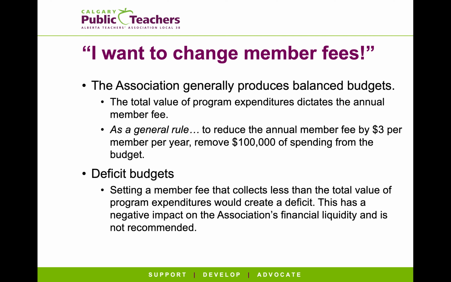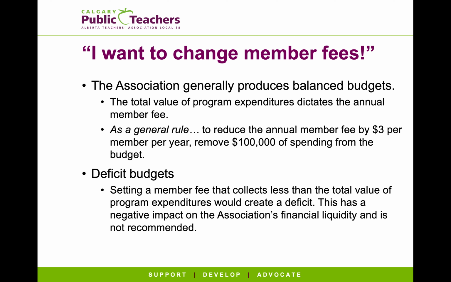Now, the association's revenue comes heavily from member dues, so the expenditures should roughly equate to the dues that are taken in. As a general rule, however, if you intend to reduce the annual member fee by $3 per member per year, there would be a necessity to remove approximately $100,000 of spending from the budget.